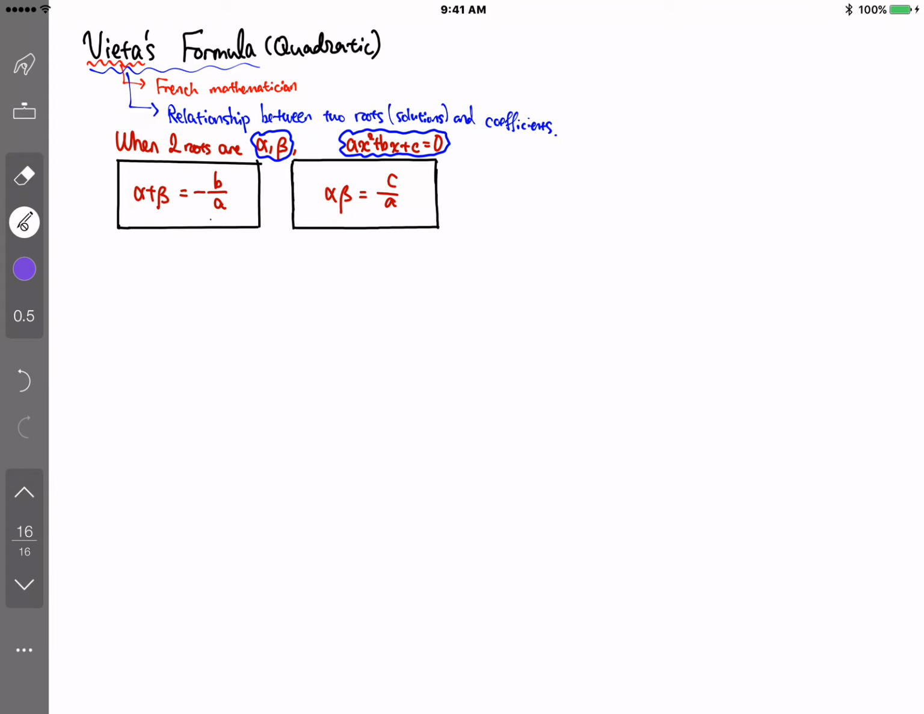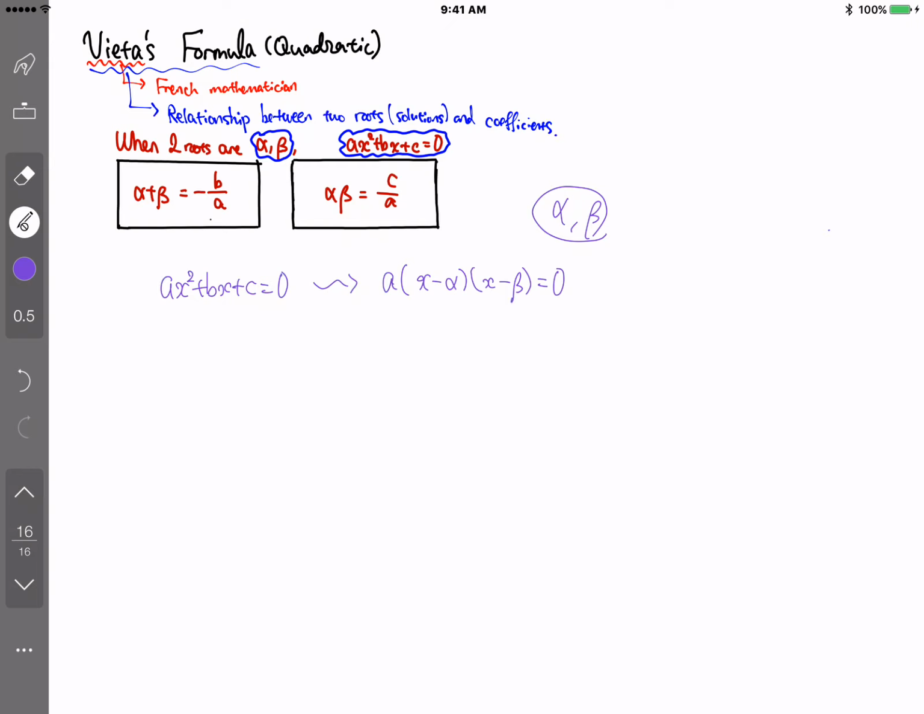For instance, we have a quadratic equation looking like ax squared plus bx plus c equals 0. This is the standard form of the quadratic equation. If we factorize it, it becomes a, because it's the coefficient of x squared, times (x minus alpha) times (x minus beta) equals 0. This basically means that alpha and beta are the two roots, the two solutions of this quadratic equation.